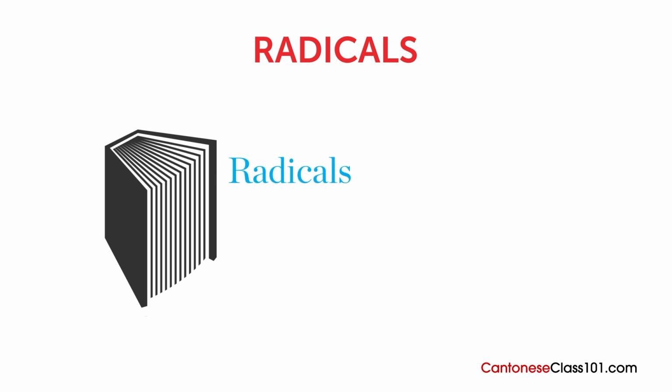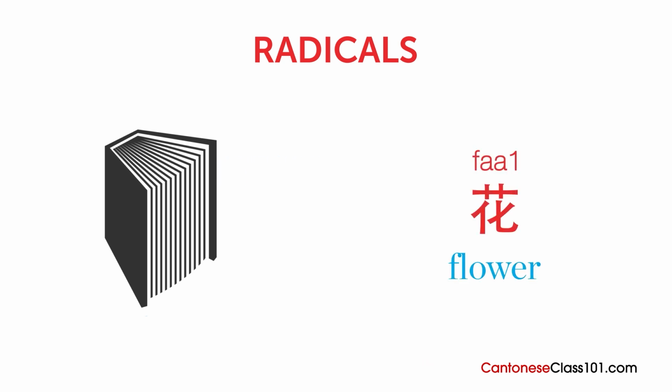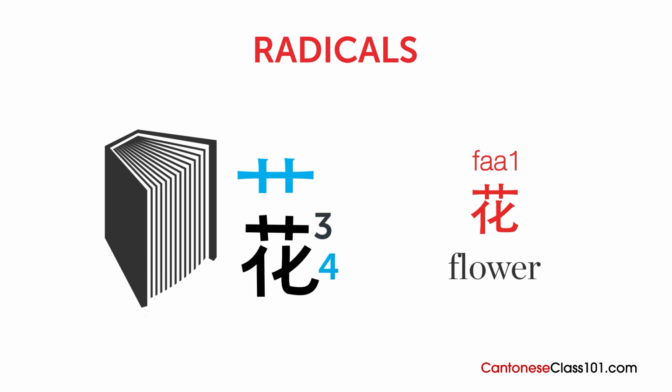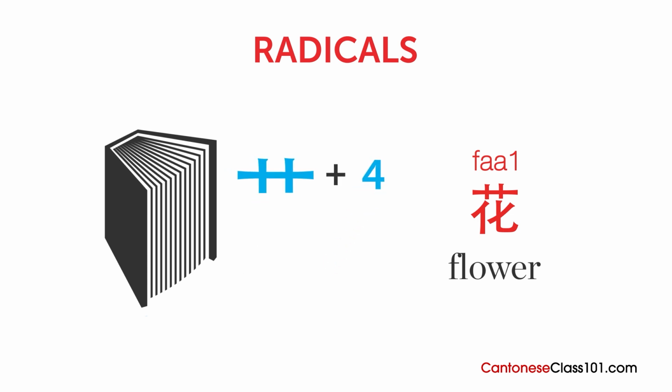Starting from the least stroke count. For example, to search for the word fa, flower, first you find the grass radical in under the 3 strokes index. Then you count the extra strokes excluding the radical. In this case, there are 4 strokes, so under the grass plus 4 strokes section, you will be able to find the character fa, flower.